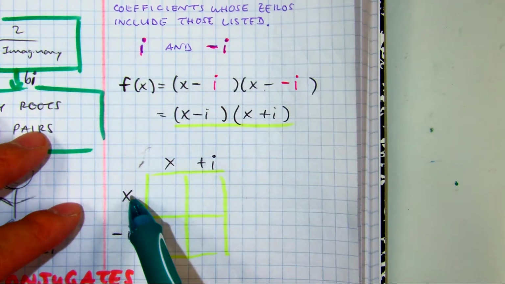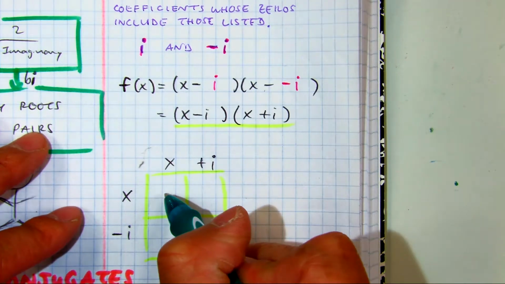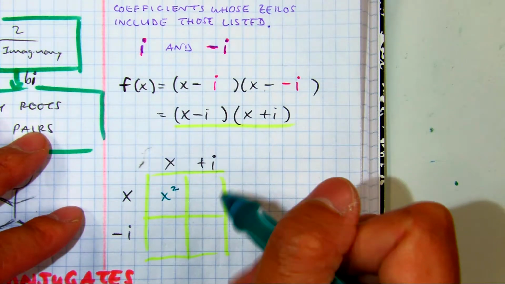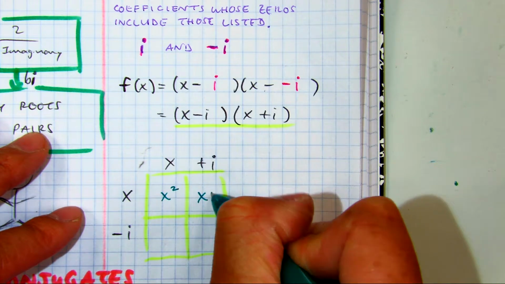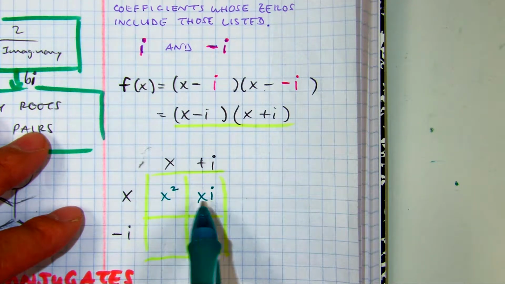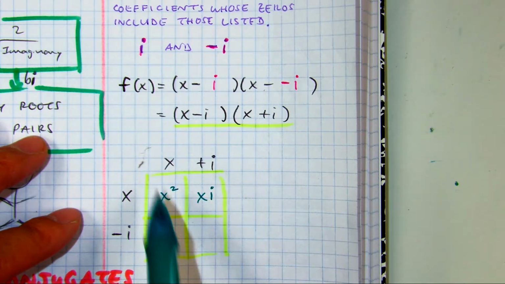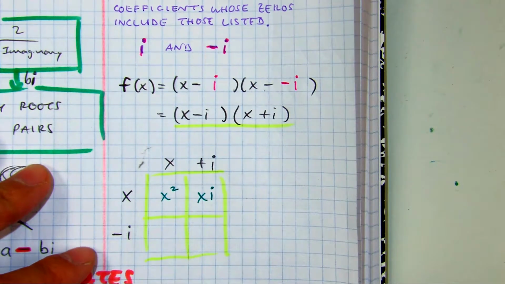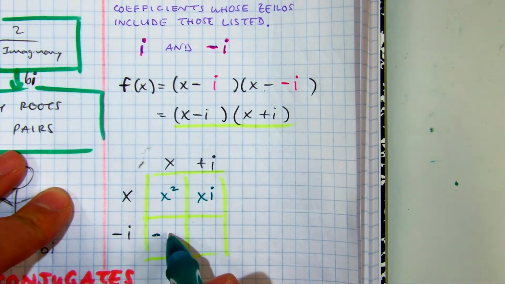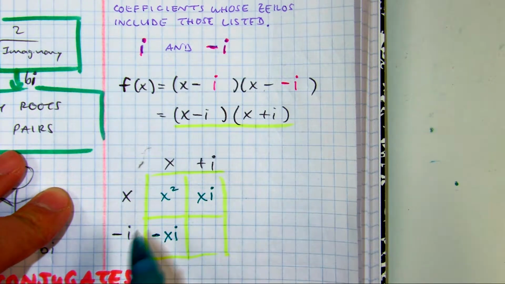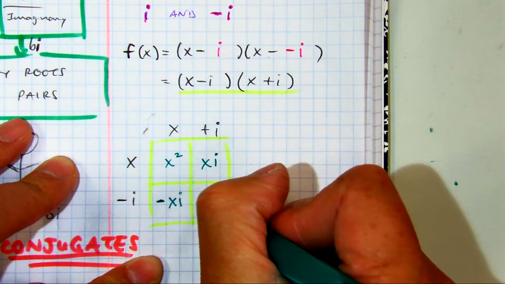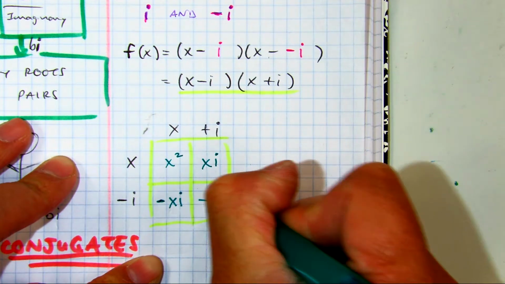Class, x times x, x times i. Now it does not matter what order you put it in. If you chose i x, it's not wrong, but whatever order you use, keep picking it for the rest of the problem. Class, x times negative i, and negative i times i, negative i squared.